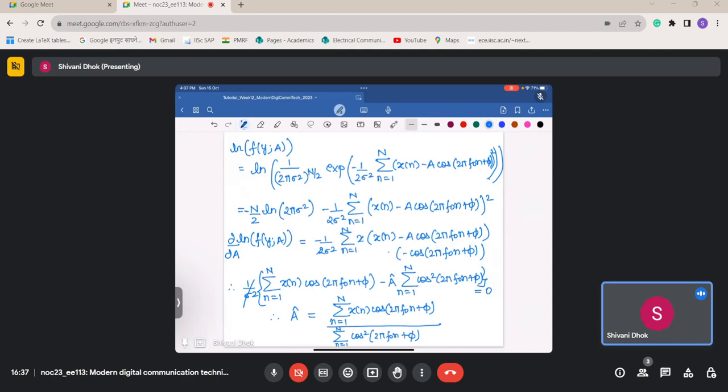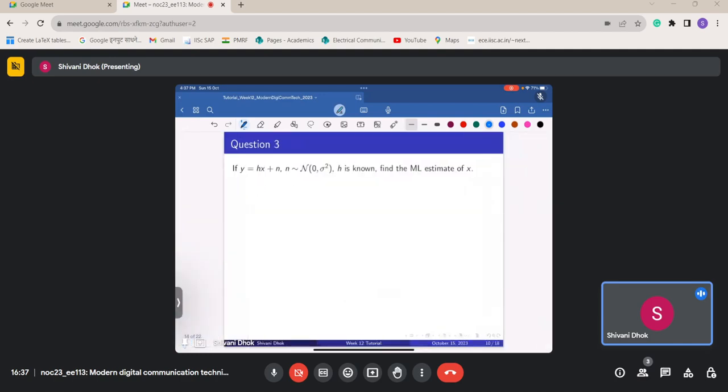Okay, if there are no questions, then I'll go ahead with the next question that I had planned. This is also a question on finding an ML estimate. It says that y equal to hx plus n and n is Gaussian with zero mean and variance sigma square, and let's say this h is known and we need to find the ML estimate of x. So in this equation, this h is a constant. We need to find the ML estimate of this x, and this n is given as Gaussian with zero mean and variance sigma square.